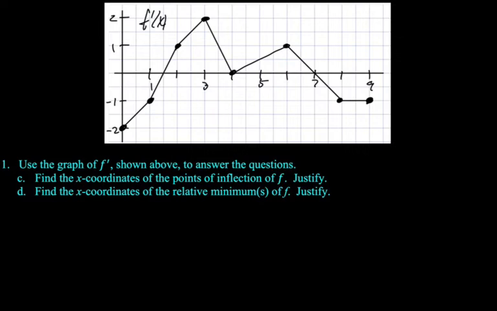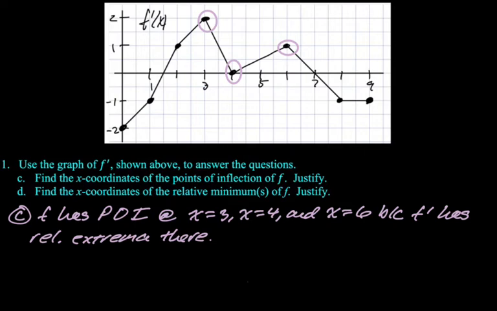Find the x-coordinates of the points of inflection of f and justify. So we know that the points of inflection occur at the relative extrema of f prime, so that'll be at 3, at 4, and at 6, and I'm just going to say because of the relative extrema. F has points of inflection at x equals 3, x equals 4, x equals 6, because f prime has relative extrema there.